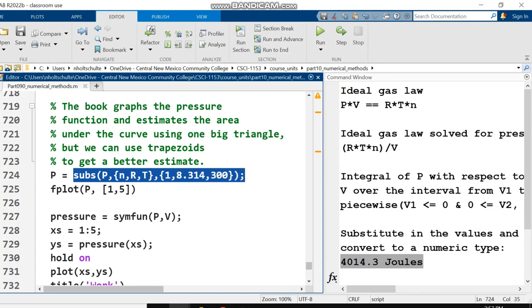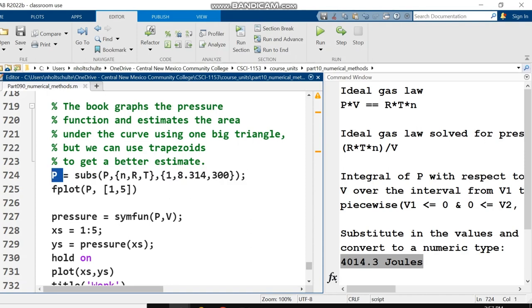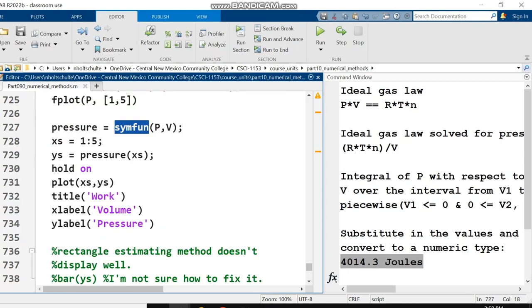You didn't actually have a function. Now, to set this up, I need to substitute back into P for n, r, and t, still leaving the volume v as a variable. I'm going to use fplot right here over an interval from 1 to 5. Fplot will not work in Octave. Maybe there is a replacement for it, but I'm not sure what it is. All the rest of this code, once you've got the symbolic package set up in Octave, will work, but fplot will not. All right, so then I use symfun to basically create an anonymous function where v is the input variable.